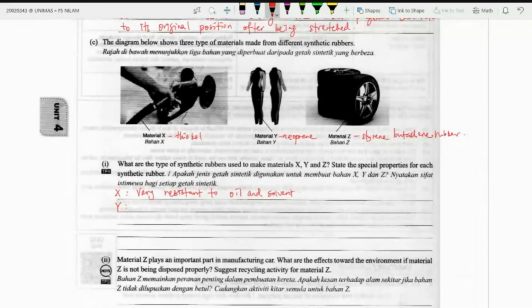Yeah, Michelle? And then next is Z. Styrene, butadiene, rubber. Winnie Wong, what is the special property? More resistant to water, oil, solvent, and heat. Correct. And then it is not flammable. Neoprene is not flammable. You can add that in also. Correct, Michelle.